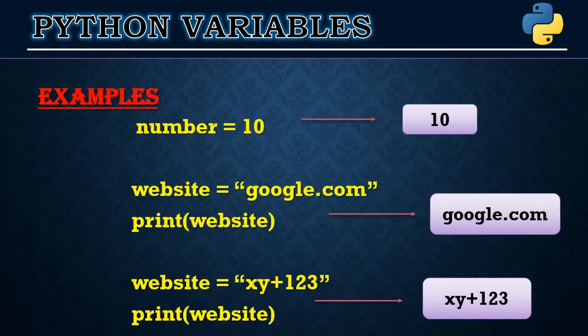number equals 10. If we print this number, we will get 10 as an output. Another is website equals google.com. Here, this website variable holds a string. If we print this website, we will get google.com as an output. Another example is website equals "xy+123". We have written this in double quotes, which means it is a string. And if we print this website variable, we will get the same output.